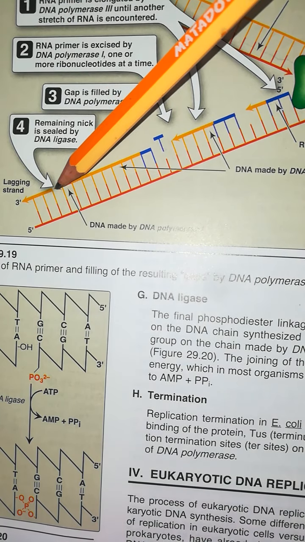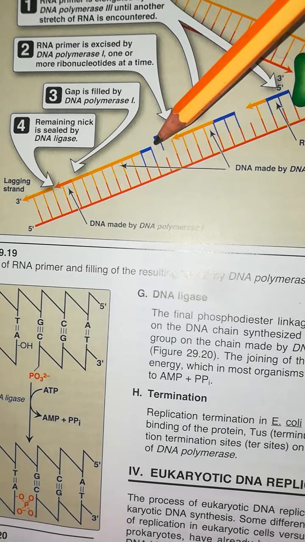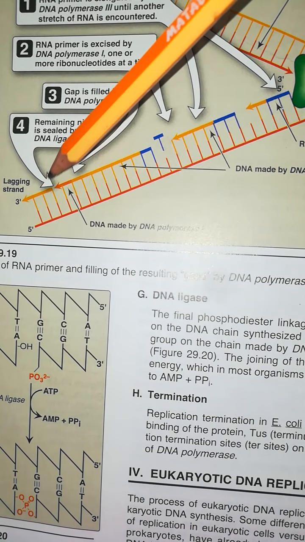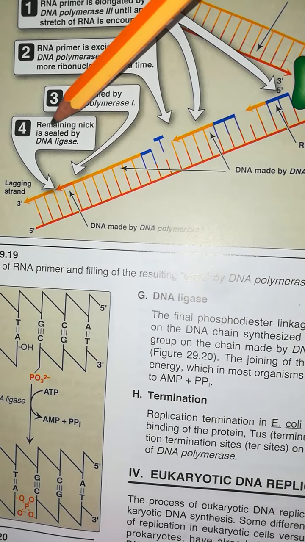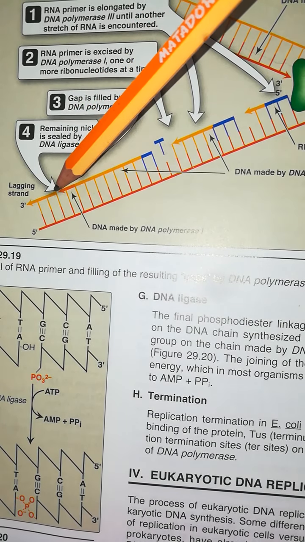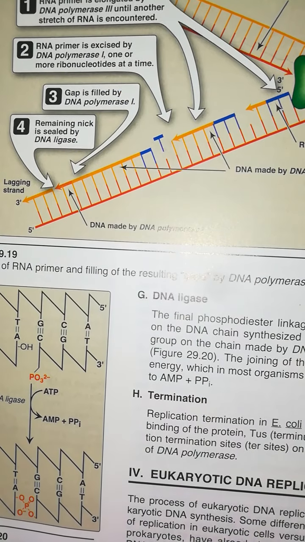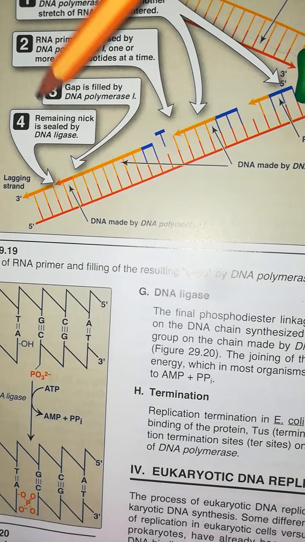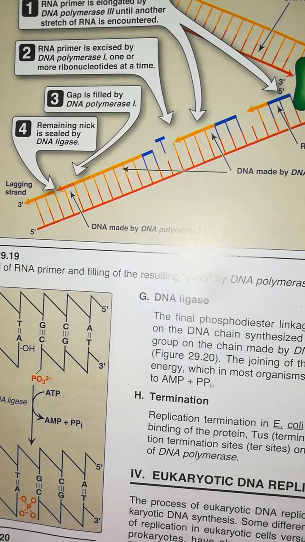After filling the gap, this space may be present. This is called a nick. The remaining nick is sealed by DNA ligase. It means that some space is present and it is sealed by the DNA ligase enzyme.